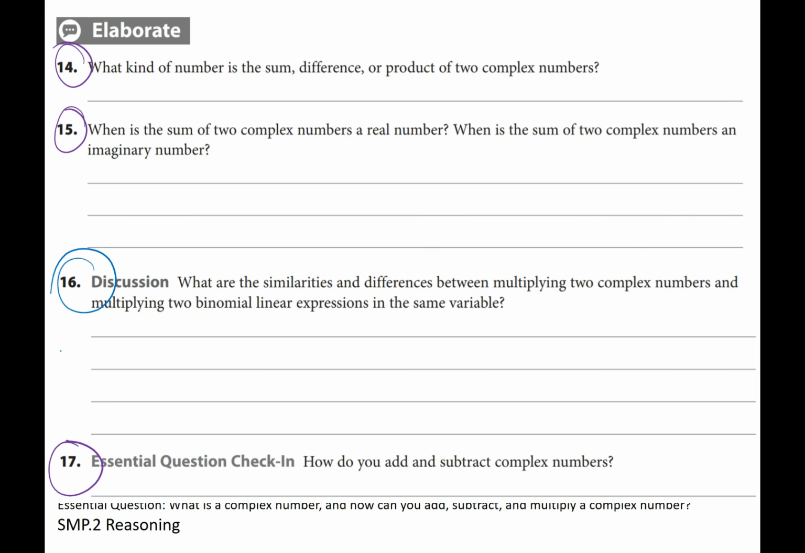You guys need to finish up your points for the day, you need to answer discussion number 16. And then go ahead and work on the posted assignment.